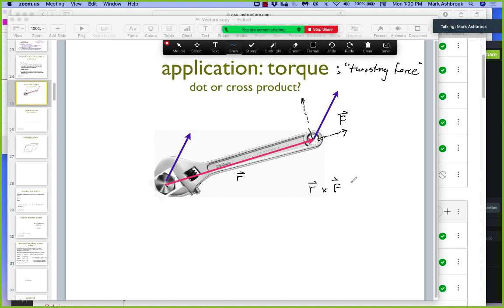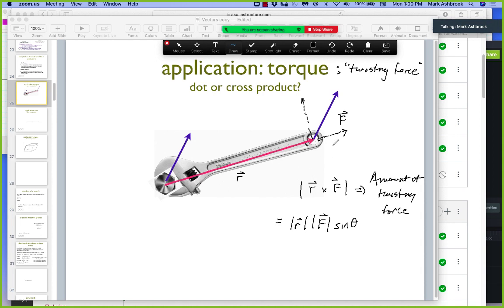cross product. All right, and so the magnitude of the cross product is the amount of twisting force, or turning force. Okay, and so we know that the magnitude of the cross product is the product of the magnitudes inasmuch as they are orthogonal, and that's sine theta.